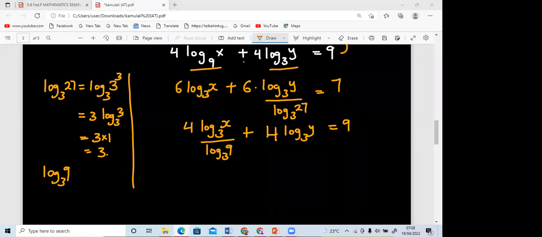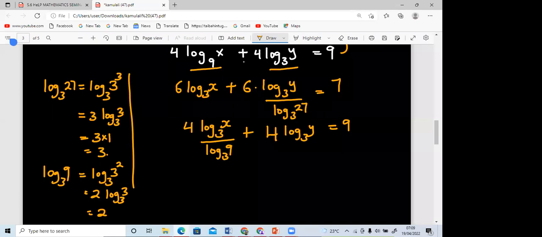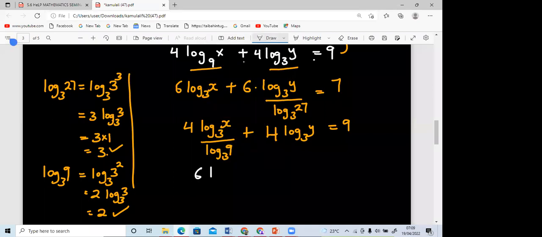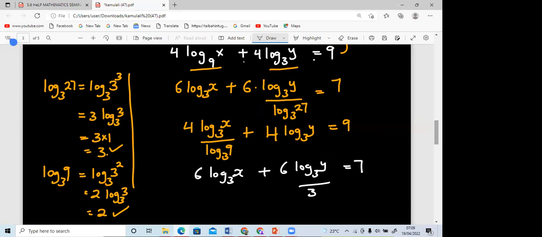So I have log of 9 base 3, which is the same as log of 3 squared base 3. But what is 9? It is 3 squared. So when I drop the power, I'll have 2 log of 3 base 3, and I end up with my answer as 2. So where I have log base 3 of 9, I'm going to put a 2. Where I have log of 27 base 3, I put a 3. So my first equation is going to become now 6 log of 3x plus 6 log of 3y divided by log 27 base 3, which is 3, is equal to 7.